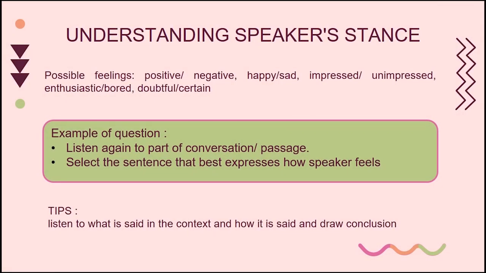Understanding speaker stance. Possible feelings, such as positive or negative, happy or sad, impressed or unimpressed, enthusiastic or bored, and doubtful or certain. The example of question. The first, listen again to a part of the conversation or passage. And then select the sentence that best expresses how the speaker feels. Then the tips: listen to what is said in context and how it is said, and draw a conclusion.